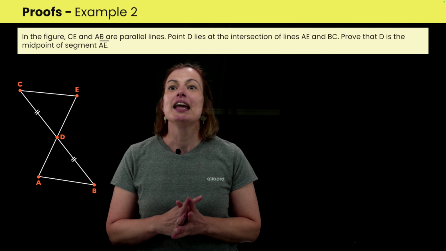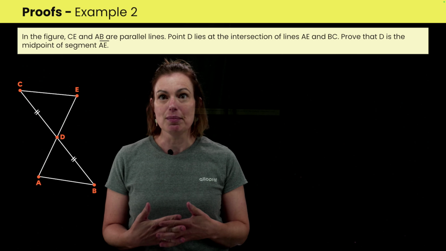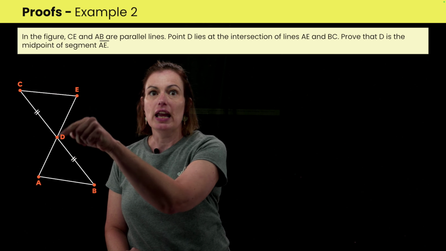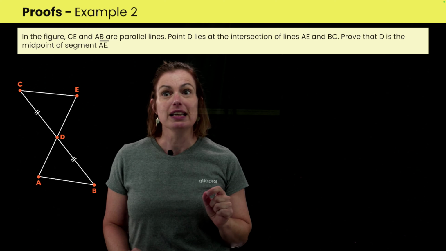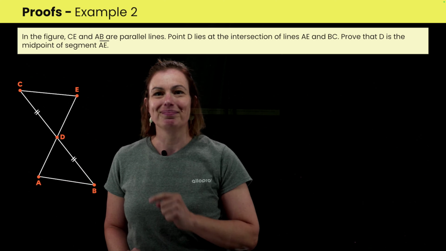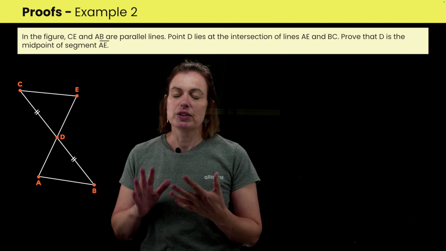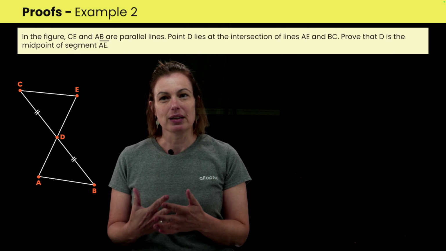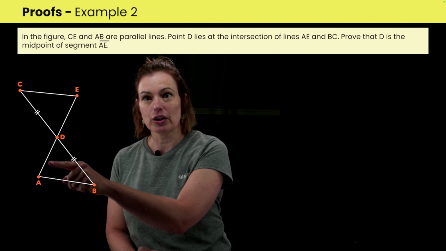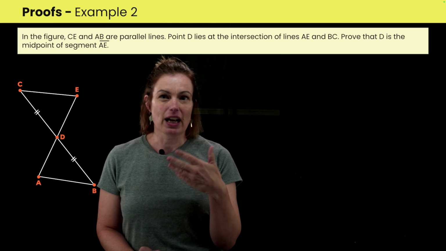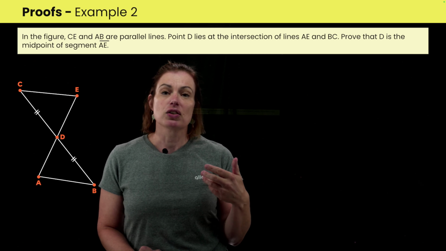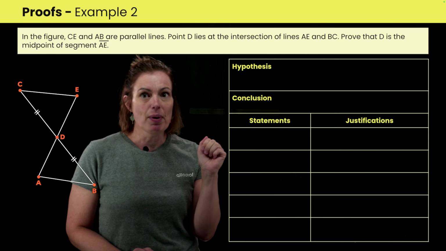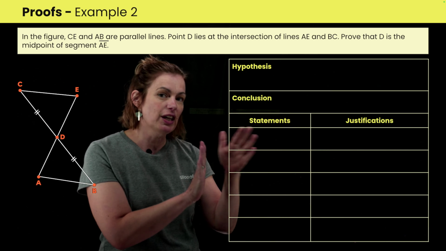Let's read it together. In the figure, CE and AB are parallel lines. Point D lies at the intersection of AE and BC. Prove that D is the midpoint of segment AE. So in a problem like this, we take a look at it, and there's actually quite a few givens, and then there's maybe a couple of assumptions that we'd like to make. So one of the assumptions may be that these are congruent triangles. The problem with that is we can't actually assume anything. We're going to have to prove it. So to help us structure our proof, we're going to use a table like this. So in a minute, we'll fill in the hypothesis, conclusion. We've got our statements and our justifications to go with that.